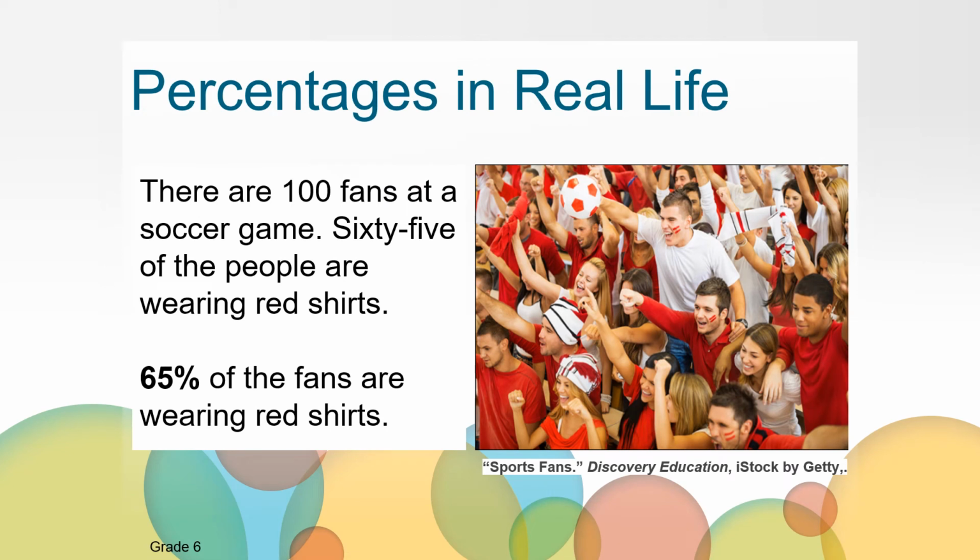Let's think about some real life scenarios that we could describe using percentages. There are 100 fans at a soccer game and 65 of them are wearing red shirts. So 65 100ths or 65 out of 100 are wearing red shirts. We can also name this number as 65% of the fans are wearing red shirts. Something that I'm thinking to myself is that 50 out of 100 would mean 50% of the fans are wearing red shirts. So more than 1/2 of the fans are wearing red shirts.